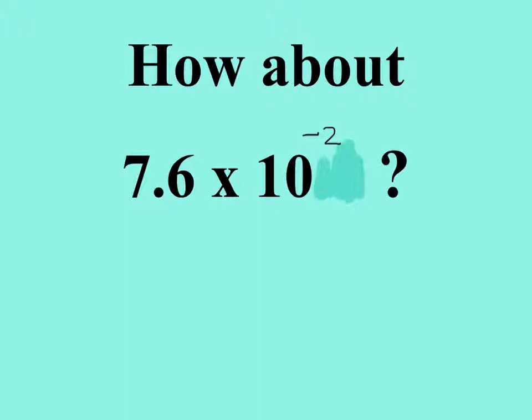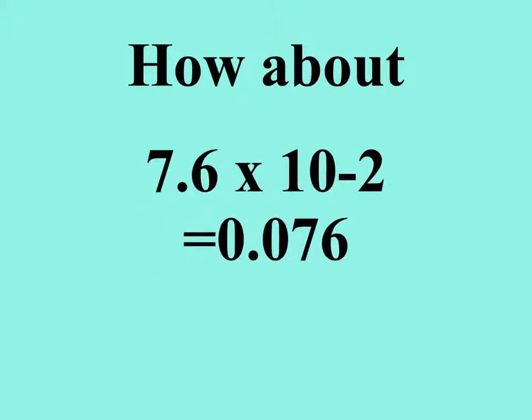How about 7.6 times 10 to the minus 2? Well, we know the negative 2 means that we're going to have to move the decimal point 2 places to the left. So if I have 7.6, move the decimal point 2 places to the left, it is going to give me 0.076.